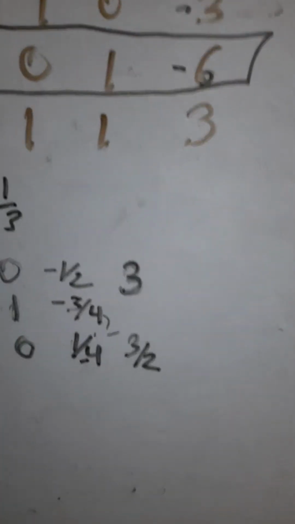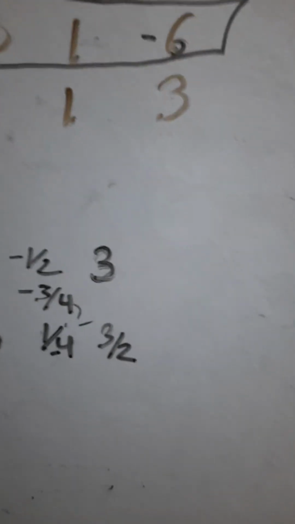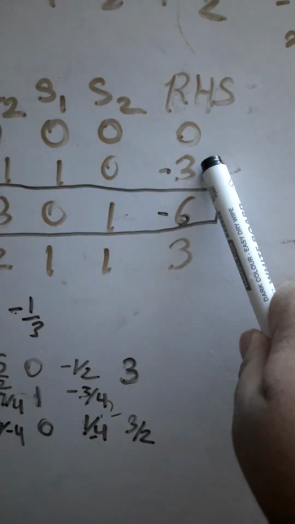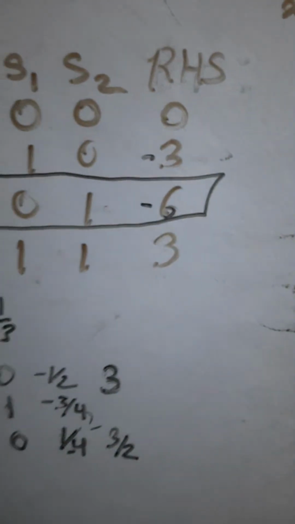3 into 3 by 2, we get 9 by 2, right? 2, 3, 9. 9 by 2 added to minus 3. This is minus 3 and we add it to 9 by 2.